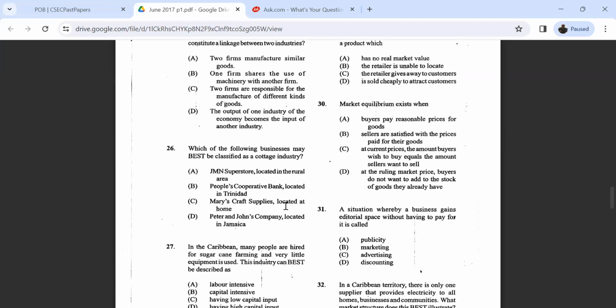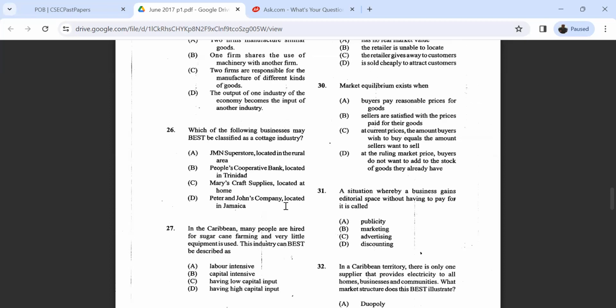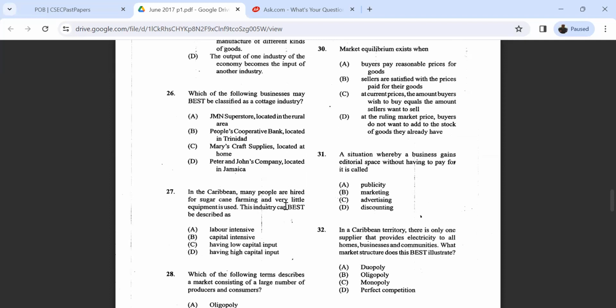Number 30, market equilibrium exists when at current prices, the amount buyers wish to buy equals the amount sellers want to sell. C. Correct. That's what equilibrium is. At that particular price, the amount people want to sell is the same as the amount people want to buy.